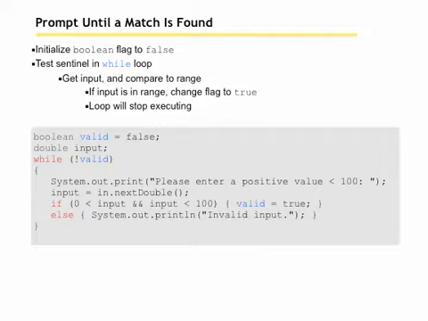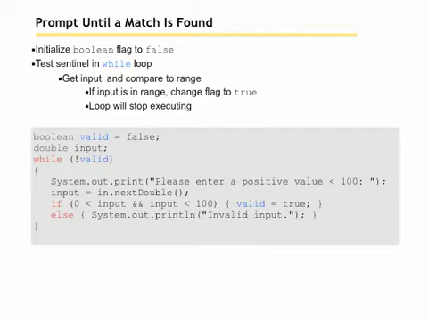We can also prompt until a match is found. We initialize a Boolean flag to false. We test a sentinel value in our while loop. We get input and compare it to a range. If the input is in the range, we can change the flag to true, and if we change the flag to true, the loop will stop executing. Else, we're going to display a message to the user saying they have invalid input.